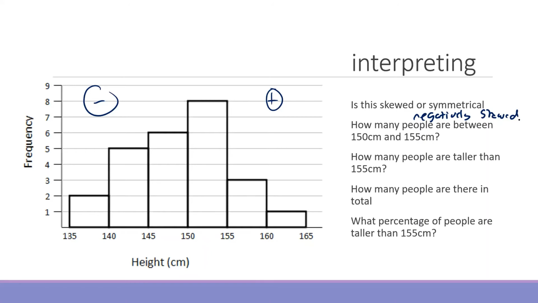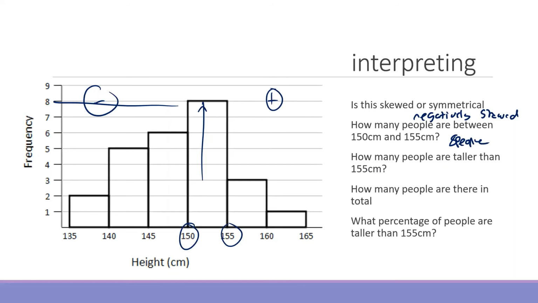How many people are there between 150 and 155 centimeters? Well, we can figure that out. Here's 150, here's 155. There are 8 people. There are 8 people that are between 150 and 155 centimeters.